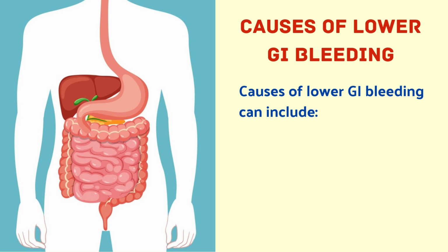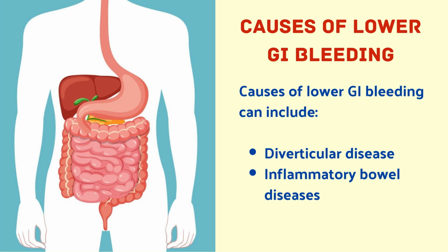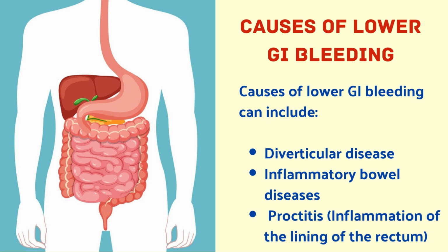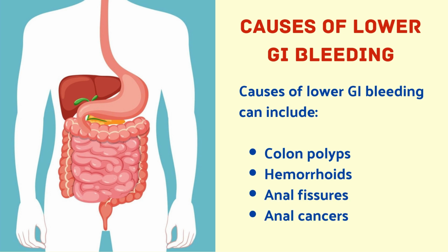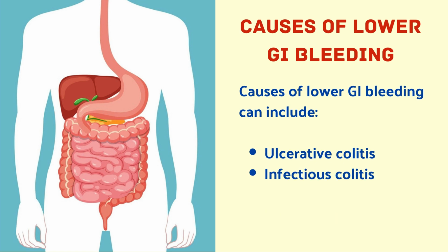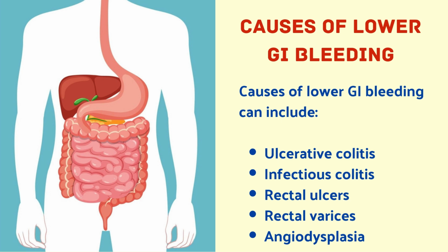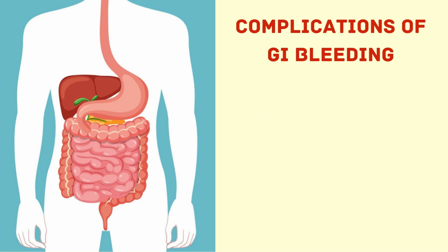Now let us see the causes of lower GI bleeding. Causes of lower GI bleeding can include diverticular disease, inflammatory bowel diseases, proctitis that is inflammation of the lining of the rectum, colon polyps, hemorrhoids, anal fissures, anal cancers, colorectal cancer, ulcerative colitis, infectious colitis, rectal ulcers, rectal varices, and angiodysplasia.